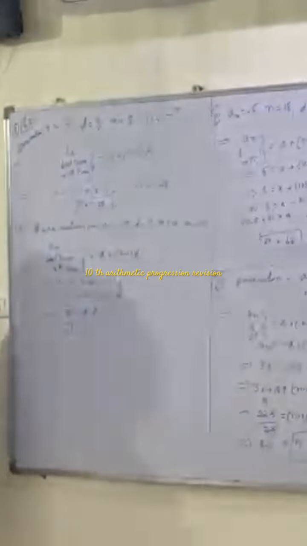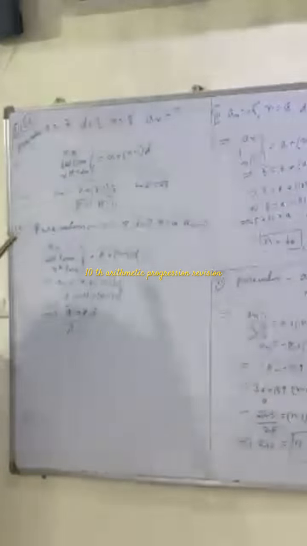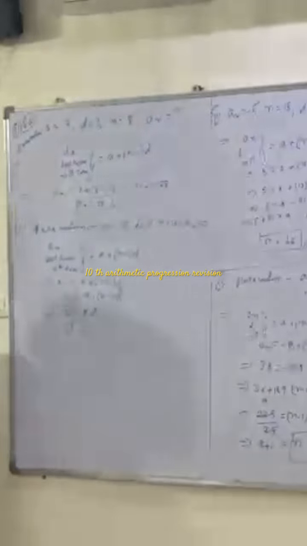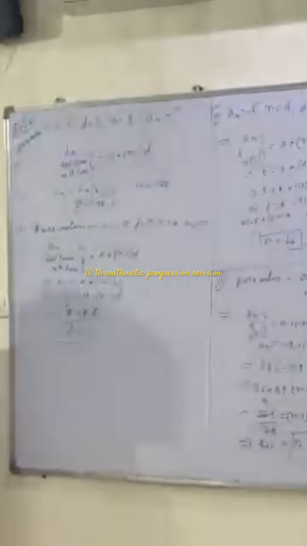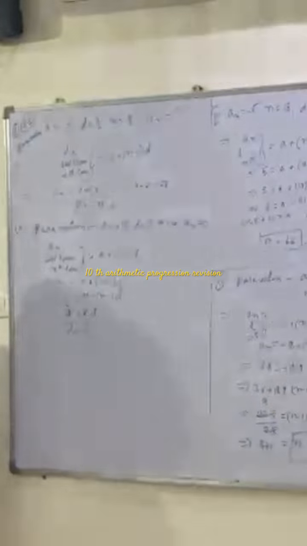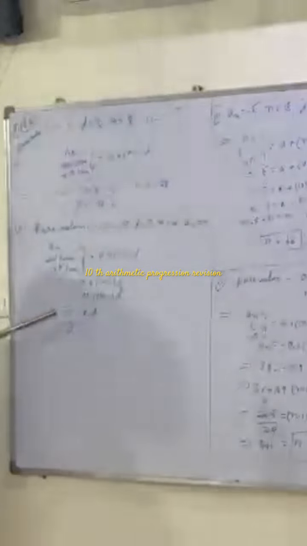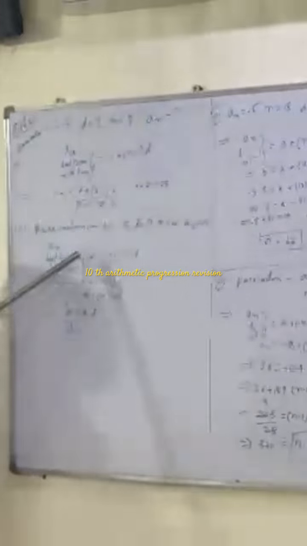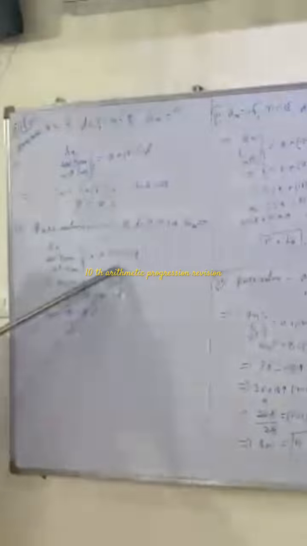What is AN? The last term, or another name? It is also called the nth term. Then what is the formula? Last term is equal to A plus (N minus 1) times D.